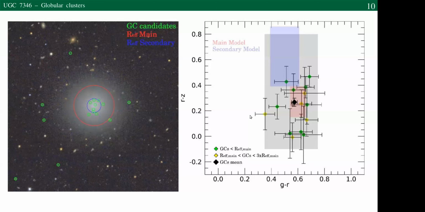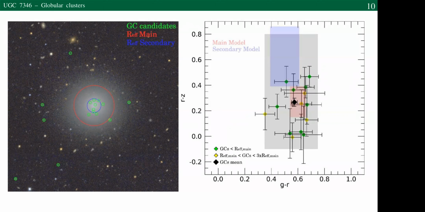In this figure, I show the detected globular clusters with green circles. And as you can see, there is a high concentration of point-like sources compatible with globular clusters in the galaxy. I also plot the effective radius of the two stellar components or models that I showed previously.